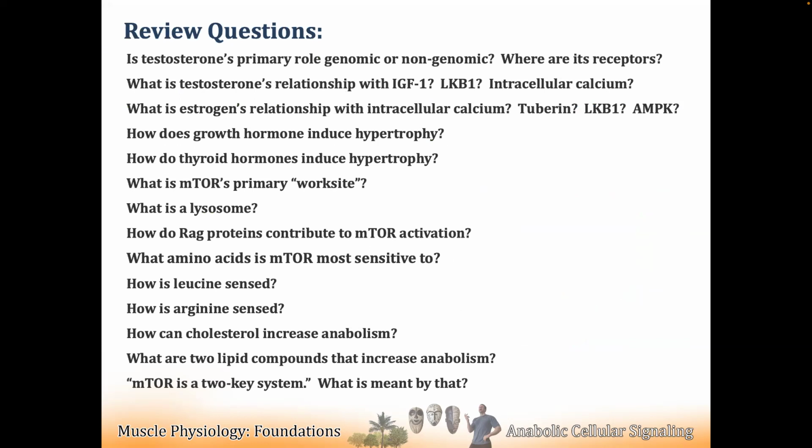And with that, here are questions. Here are the topics to pay attention to in this lecture. And I'll see you in the next one where we talk about AMPK and the negative regulation of mTOR.